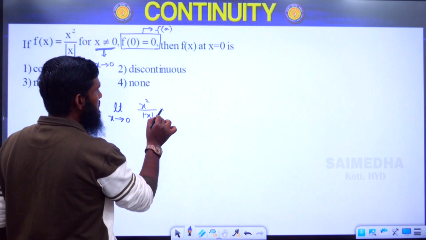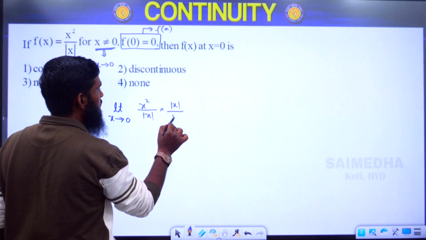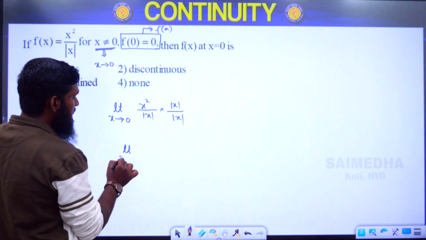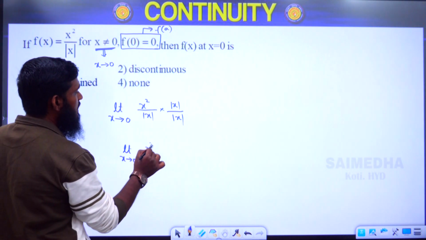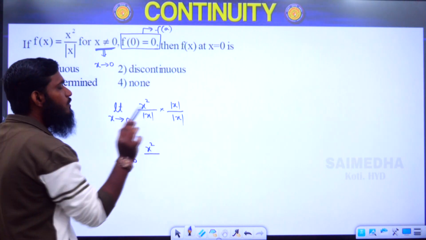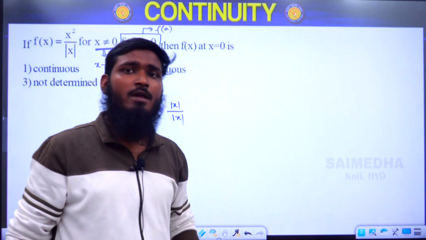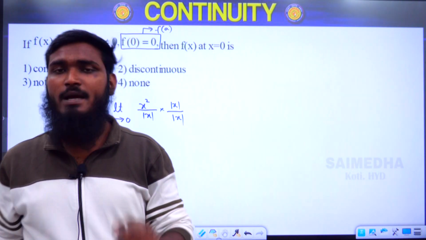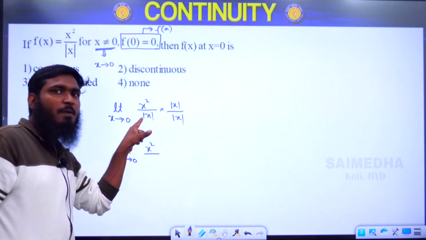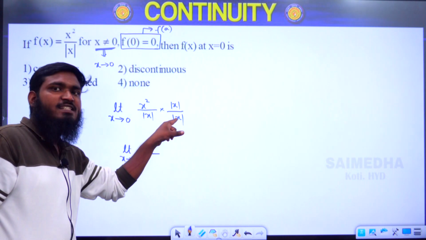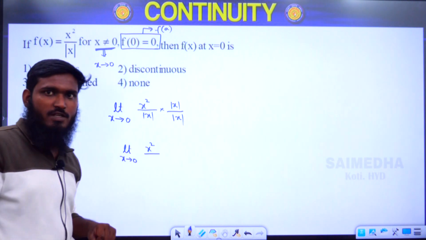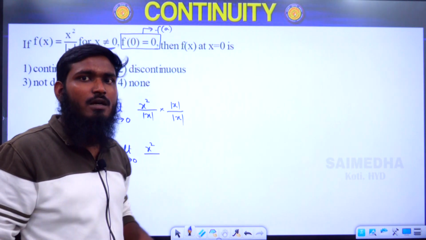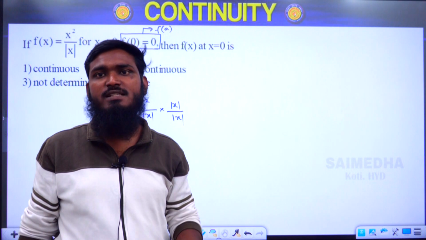In this part we are multiplying and dividing by mod x. So what will happen? Limit x tends to 0, x square as it is, divided by mod x into mod x. What is the meaning of mod x actually? Mod x means it can be plus x or minus x. Yes or no? Suppose you assume this part as plus x, then plus x into plus x will become plus x square. If you consider this part as minus x, minus x into minus x means plus x square. Minus into minus is plus, x into x, x square.